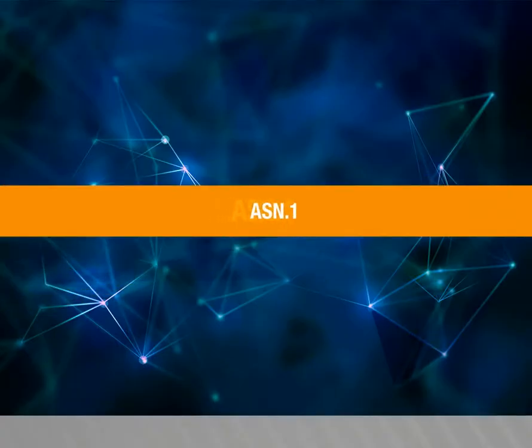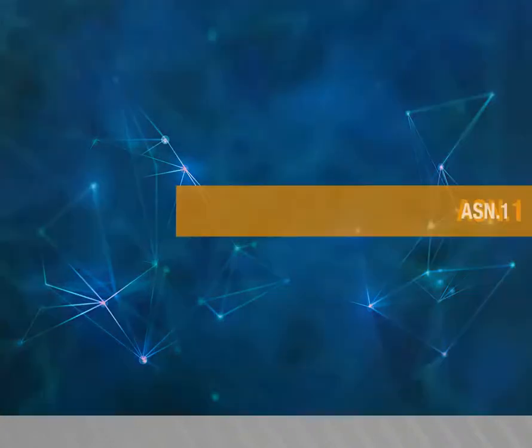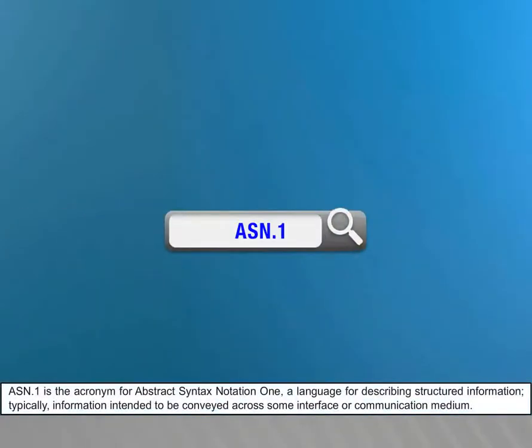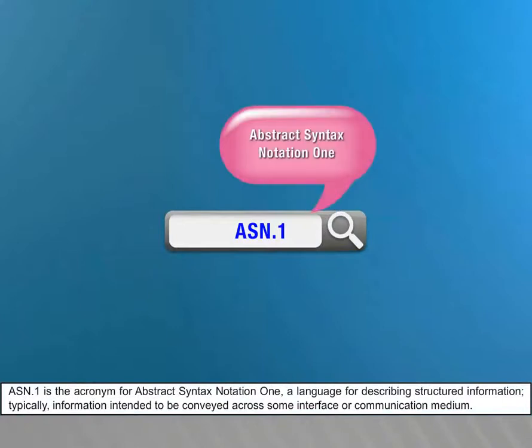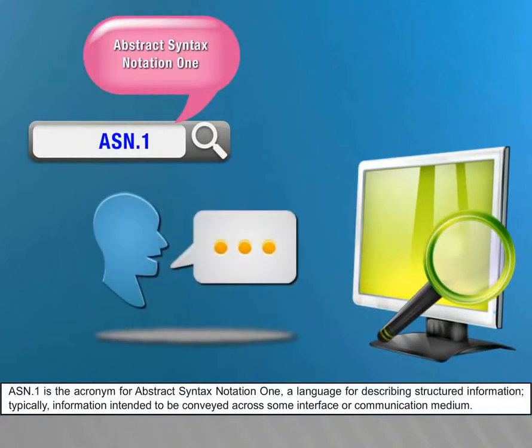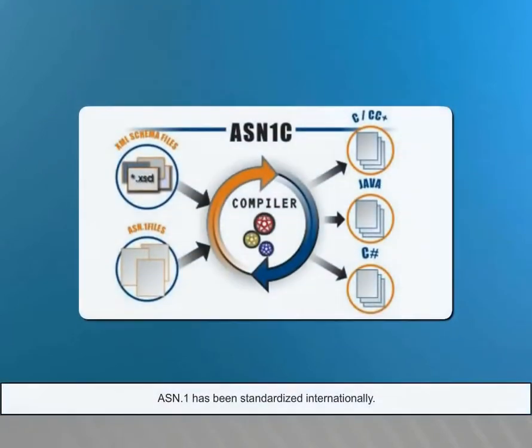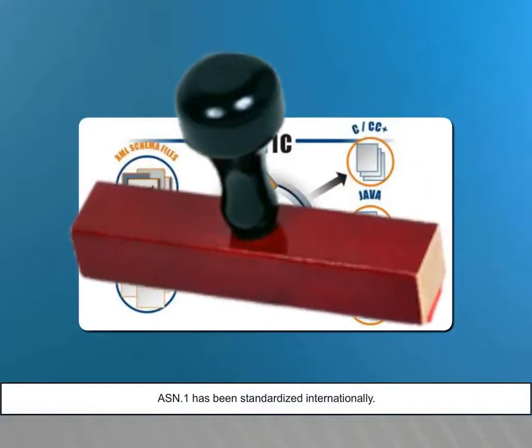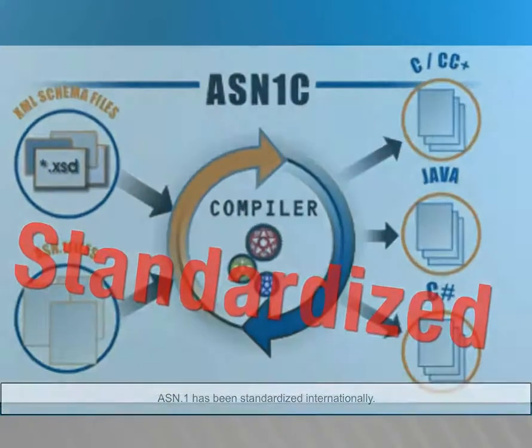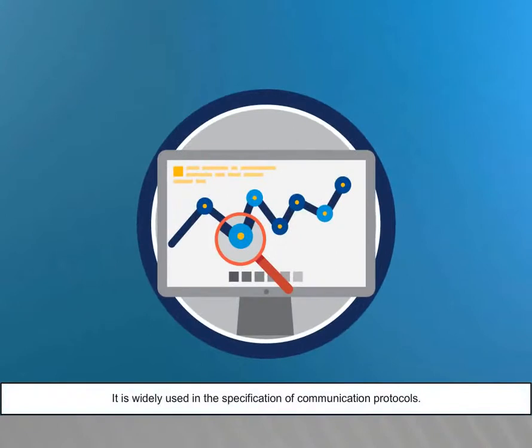ASN.1. In this video, we are going to see about ASN.1. ASN.1 is the acronym for Abstract Syntax Notation 1, a language for describing structured information, typically information intended to be conveyed across some interface or communication medium. ASN.1 has been standardized internationally. It is widely used in the specification of communication protocols.